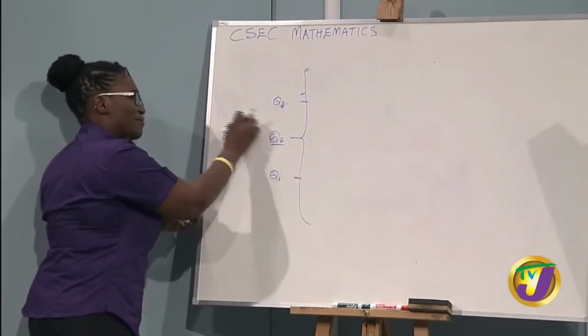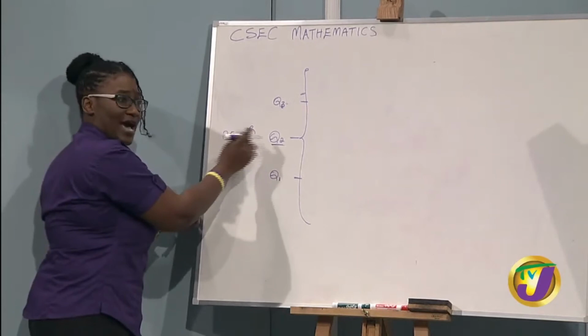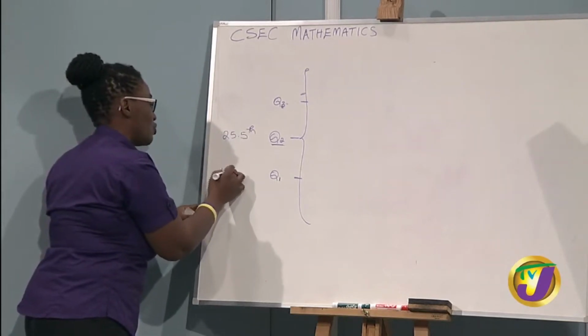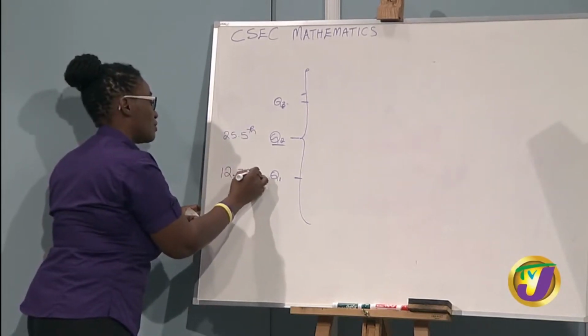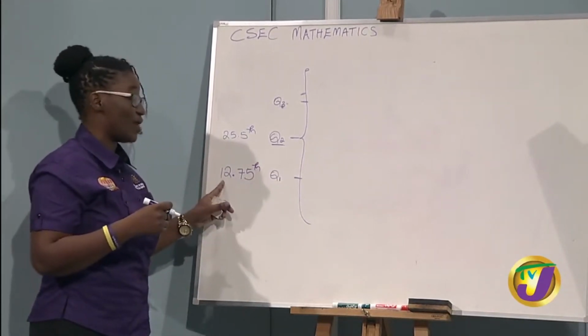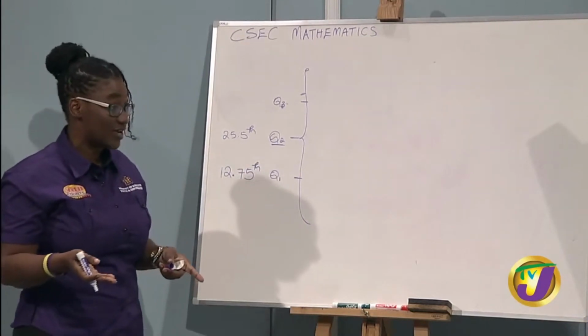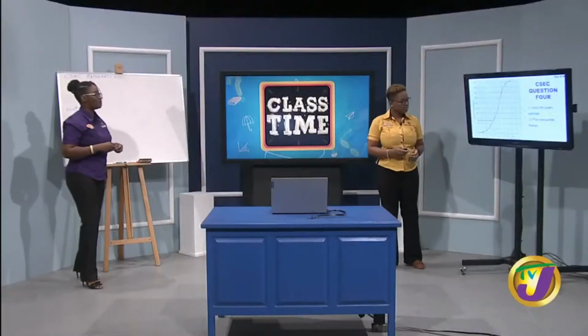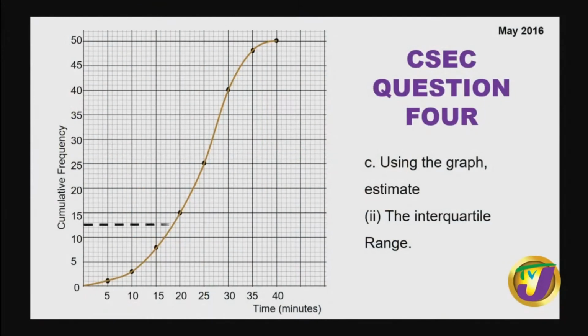So I can simply have 25.5, and that could give me 12.75. In other words, it's not halfway, but it is between the 12th and the 13th observation. So I think we can look back on our graph now. We find 12.75 on the cumulative frequency part, and of course we read off our value on the horizontal axis, and that value looks like approximately 18.5 minutes. Remember, this is an approximation.